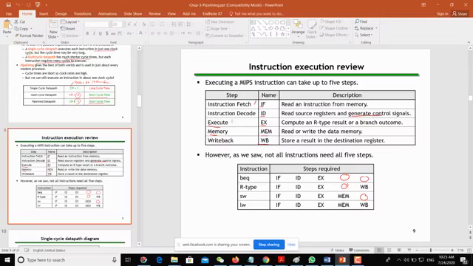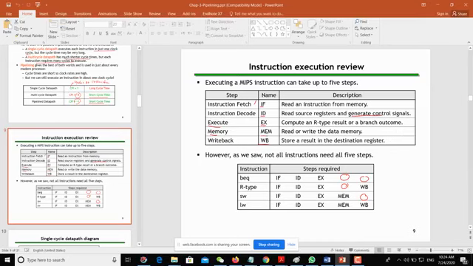Instruction fetch: read an instruction from memory. This is a fetch routine in which the instruction is normally read from memory. We denote it with IF, instruction fetch, and then ID, instruction decode: read the source registers and generate control signals. First the source registers are read, and then the control signals are generated.